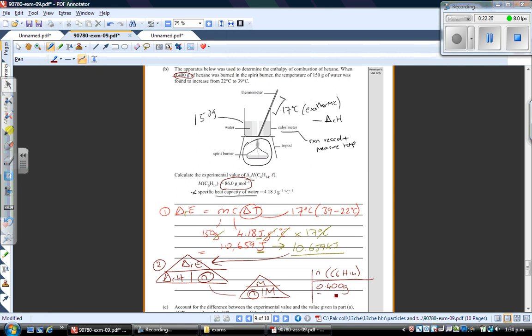0.400 grams of hexane divided by the molar mass, which is 86.0 grams per mole. And that gives you a mole value of... I'll just write this in a bright color so you can see it. So the moles of hexane are 0.